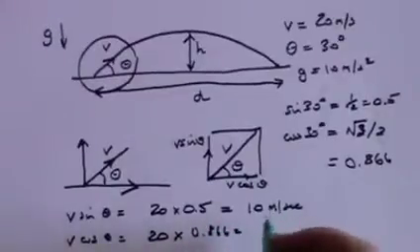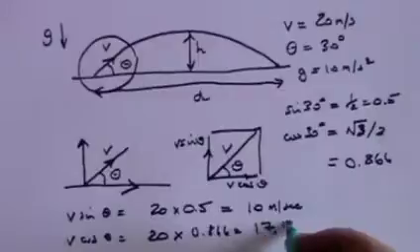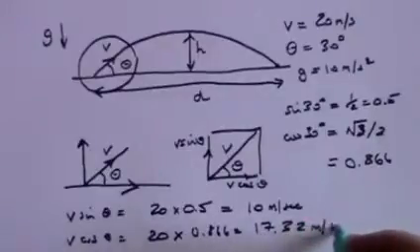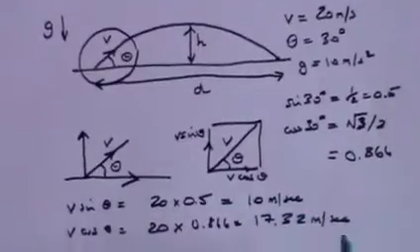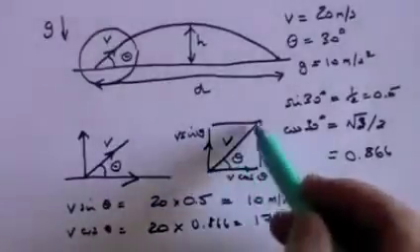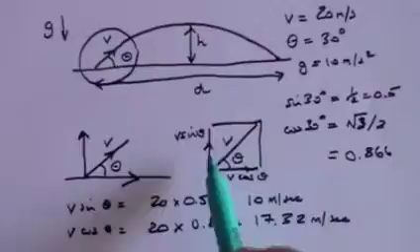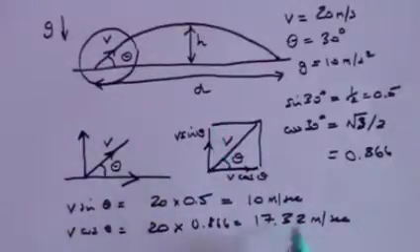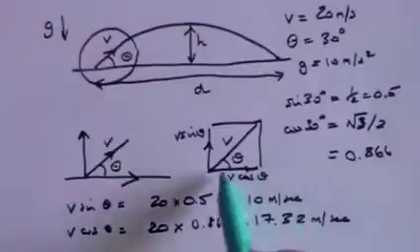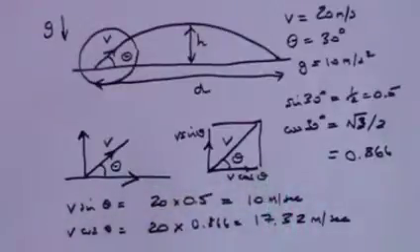And that comes to 17.32 meters per second. So when you resolve this velocity of 20 meters per second at an angle theta, you find that that is equal to 10 meters per second vertical and 17.32 meters per second in the horizontal direction.